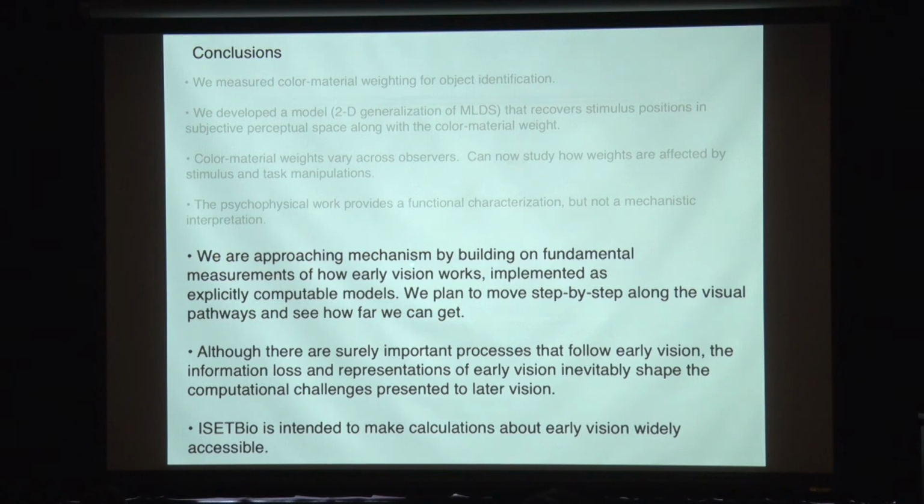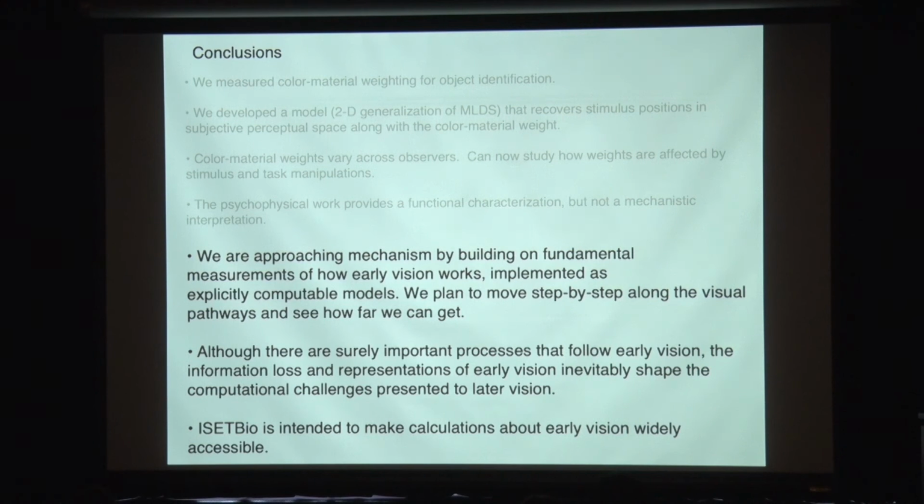We're approaching mechanism by building on fundamental measurements of how early vision works. And it's implemented as open source code. It's modular, and the calculations are explicitly computable. And we're planning to move step by step further into the visual system, with the bipolar and ganglion cells of the inner retina being next. And although there are surely important processes that follow early vision, the information loss and the representations that it produces are the input and define the computational challenge for the rest of the nervous system. And we'd really like to understand and be able to do that for any psychophysical experiment that we're considering.